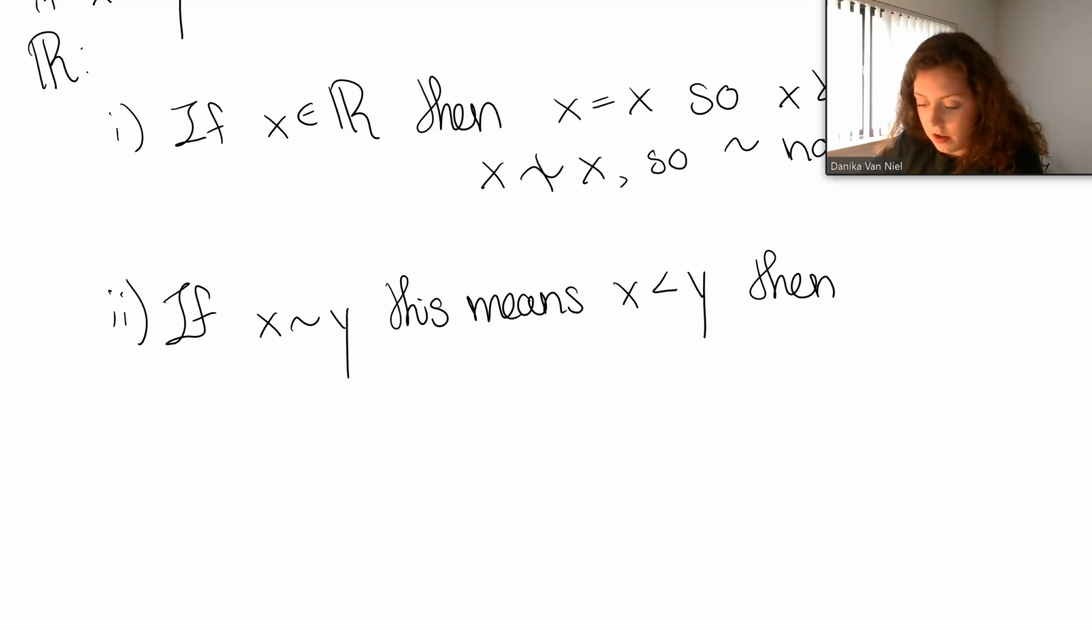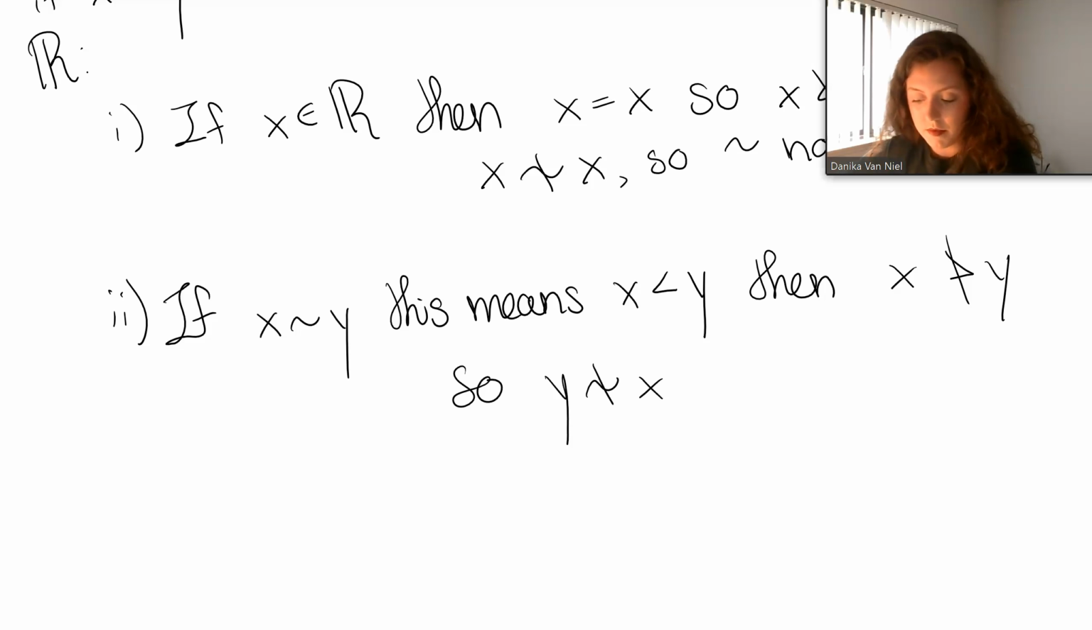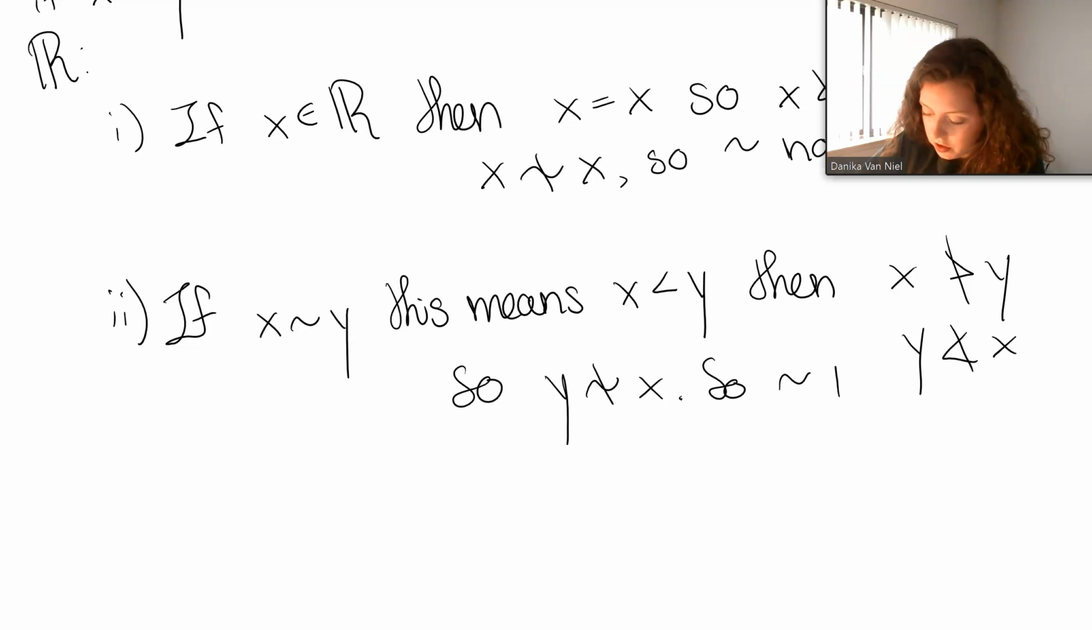Then x is not greater than y. So y does not twiddle x. Right? Because another way to write this is y is not less than x. Right? So twiddle is not symmetric.